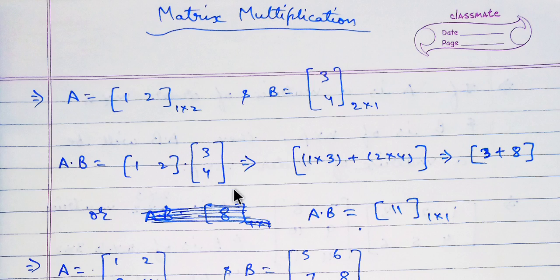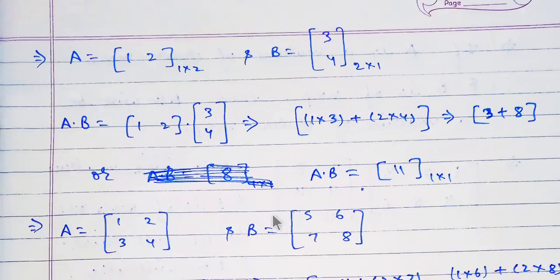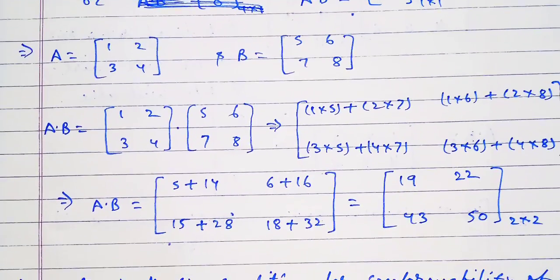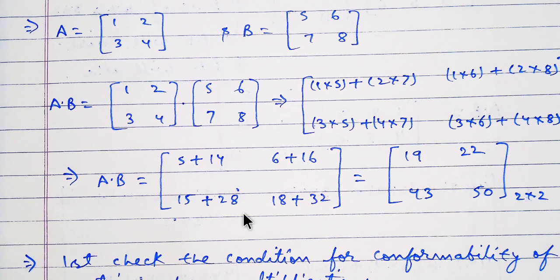Now let's move further. There is another example. Look here, this is the A matrix and this is the B matrix. In this matrix there are two rows and two columns, so this is a square matrix of order 2, and this one is also.